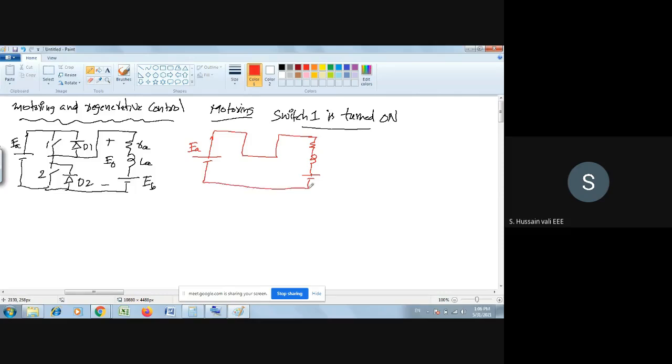This is when the switch is turned on. Okay, when the switch 1 is turned on, so what do you find out? This is the direction of the current, the direction of the current IA. So you will find there is a current flowing from source to the motor and the output voltage is positive.